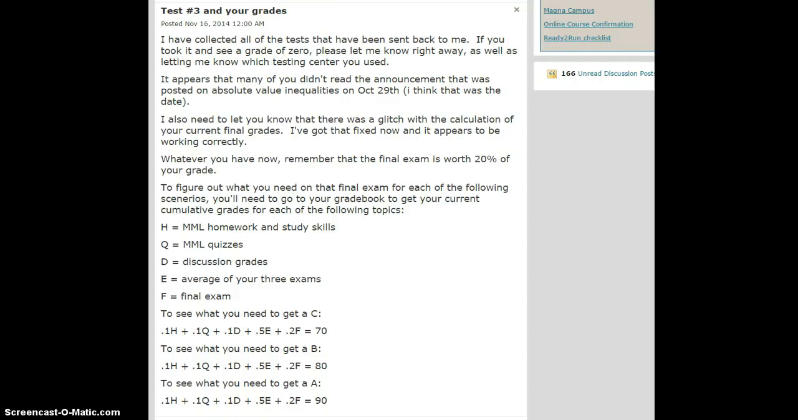I did receive and grade all of your test number 3s, and to those who have submitted envelopes, they will be mailed tomorrow, so expect those back in the mail the next day or so. I see a lot of problems with the inequalities and with the absolute values, and there was an announcement that I posted that listed all the general forms for all of those equations and inequalities with absolute values. So you really need to take a look at that and review that.